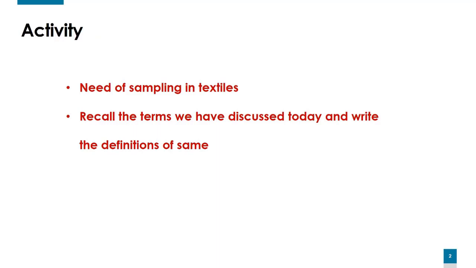Here is an activity for you. Based on today's learning, you have to write the answer for the question, what is the need of sampling in textiles? And second, try to recall various terms we have discussed today and try to write the definition of all these terms. You can start the activity now. Start writing in your notebook. Try to complete the activity in the next 5 minutes.